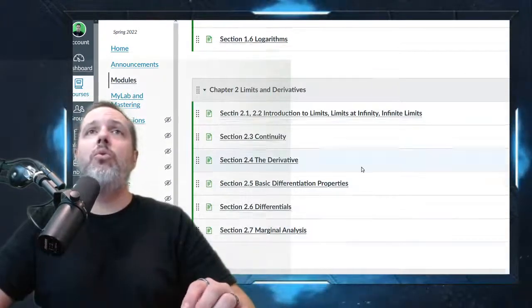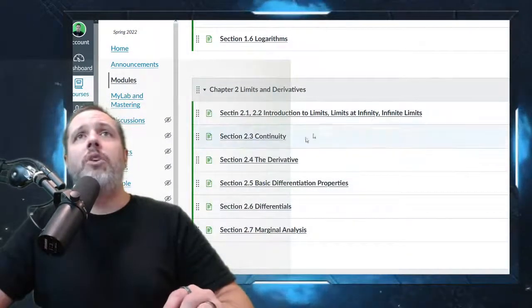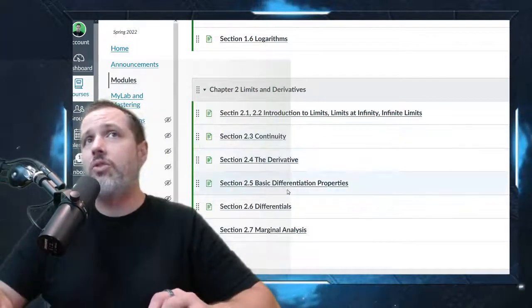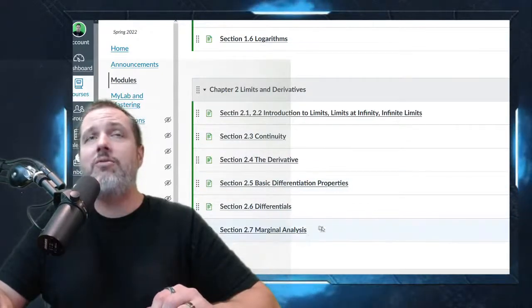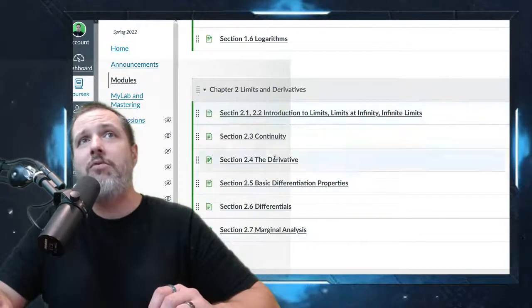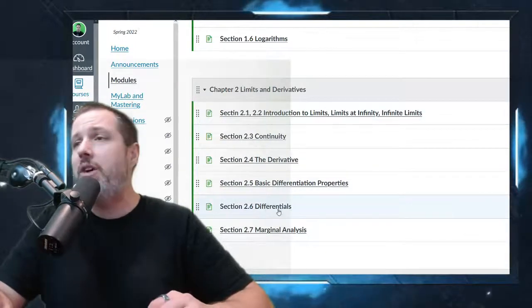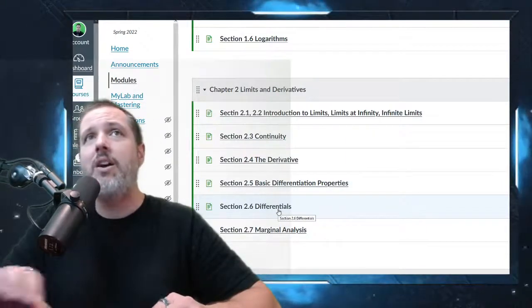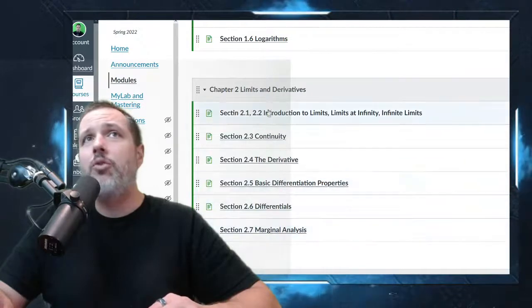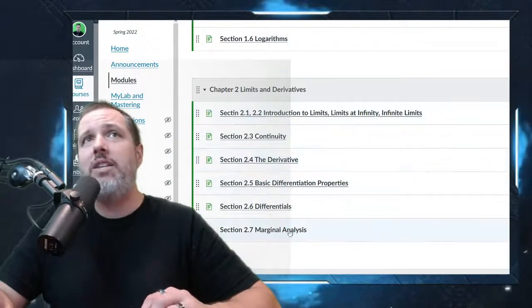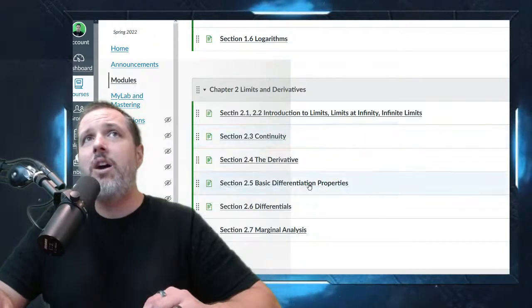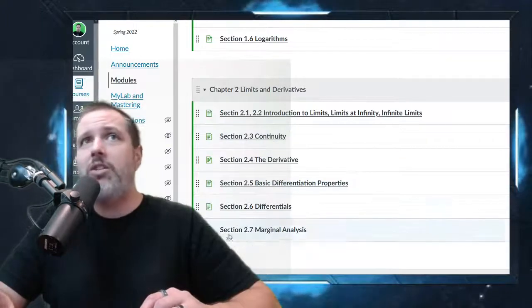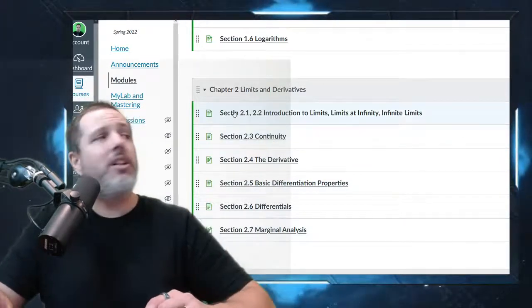So, limits are going to play a large role on this test, and so are derivatives. Those are the big ones. Marginal analysis involves that. I will have a problem from every section on the test, except for differentials. I'm not going to put a differentials problem on the test, but for the rest of these sections, you can expect at least one problem from each. Probably not a ton of questions on continuity, probably just a couple on marginal analysis. You can expect to see a lot of questions from this.